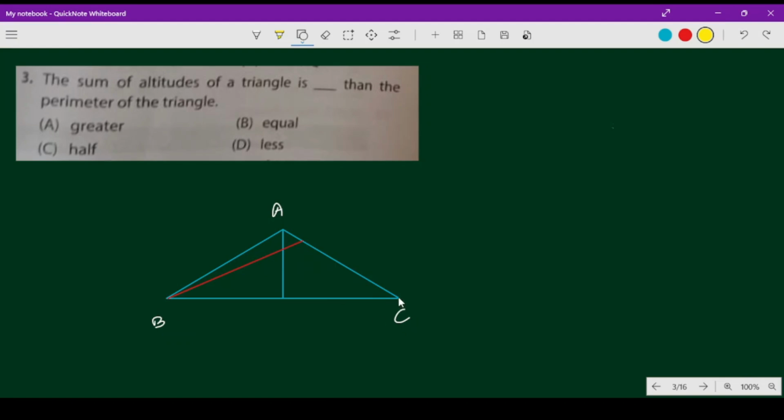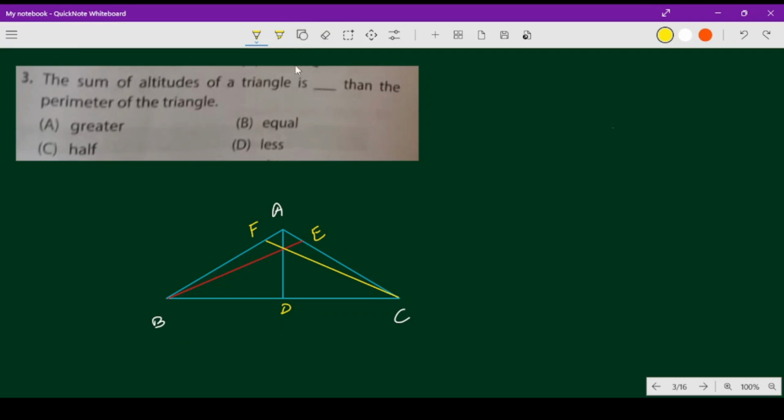Let me just do it once again. Okay, so these are the altitudes of this triangle. Now let's mark this as AD, this as BE, and this as CF. Now we need to check whether the sum of the altitudes of this triangle is greater, equal, less, or half of the perimeter of this triangle.